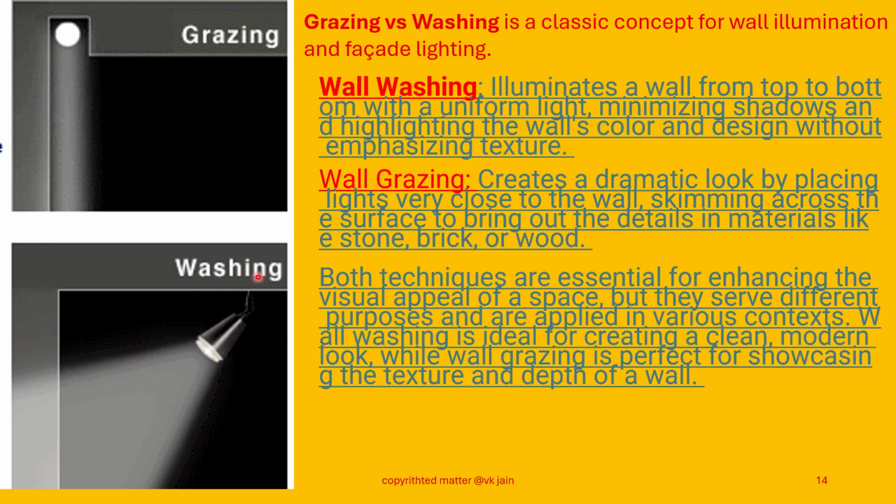In wall washing, the light fitting is so mounted that it is able to wash through a certain surface of the wall. Wall washing illuminates a wall from top to bottom with a uniform light, minimizing shadows and highlighting the wall's color and design without emphasizing texture.